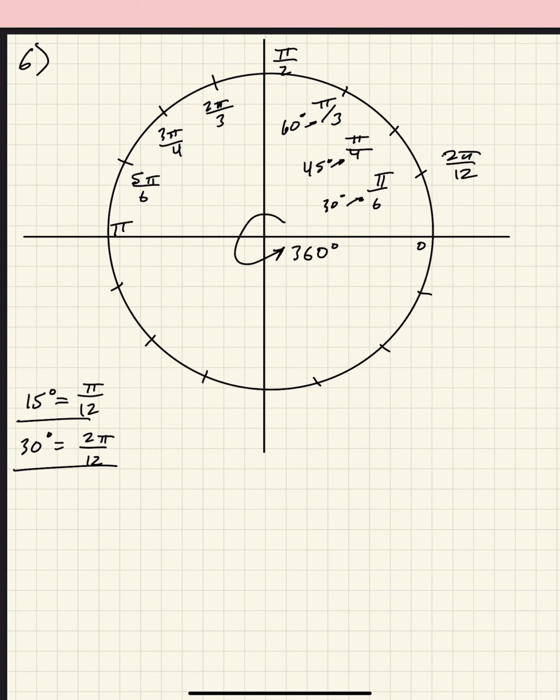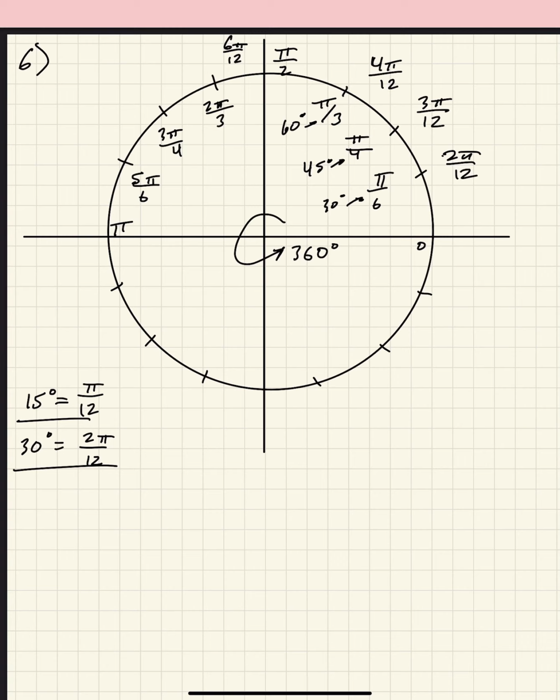So now, jumping from 30 degrees to 45 degrees, all we're going to have to do is add a pi over 12. So 45 degrees is going to be 3 pi over 12. And then going from 45 to 60 degrees, we're going to add another pi over 12 to get 4 pi over 12. Now the jump from pi over 3 to pi over 2 is actually not a 15-degree jump, it's a 30-degree jump. So we need to add 2 pi over 12. So adding 2 pi over 12, we're going to get 6 pi over 12, which of course is going to simplify to pi over 2.